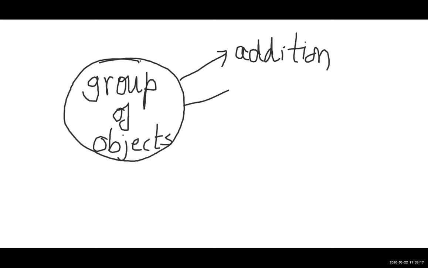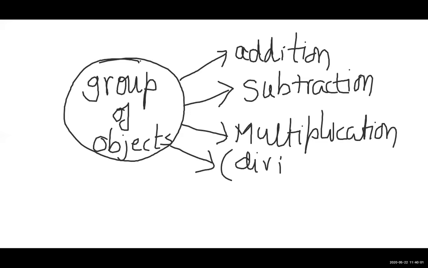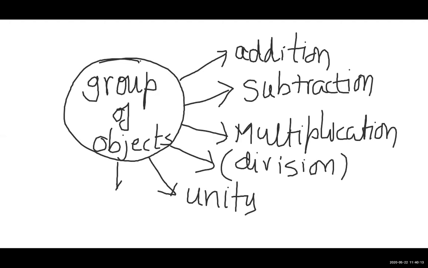Then we define a process of subtraction, which we'll see is really a special case of addition. Then we define something called multiplication. Okay. And very surprisingly, we do not define something called division. We may define something called division, but it is not necessary. Then we define something called unity. And we define something called zero.